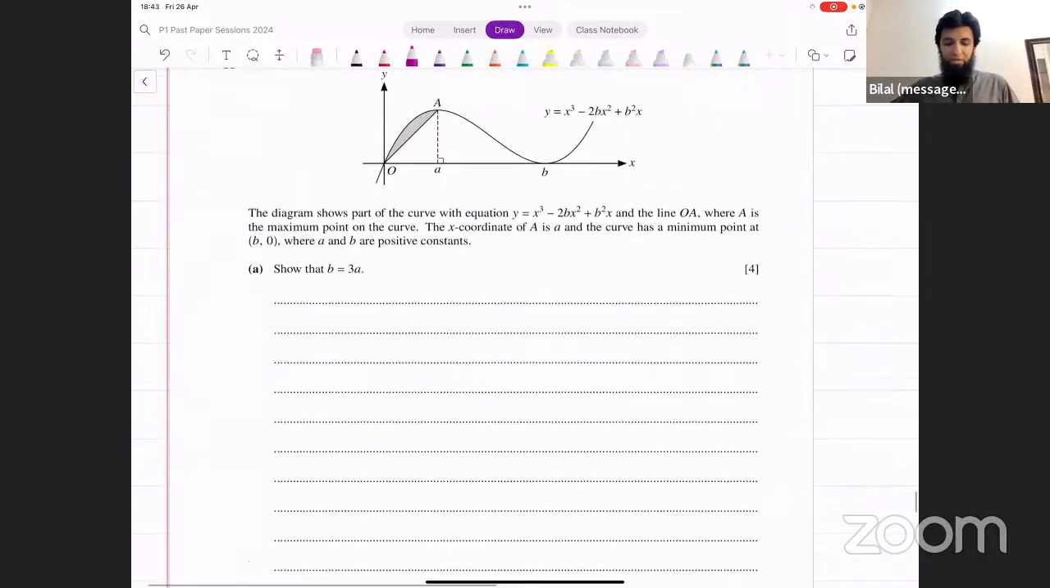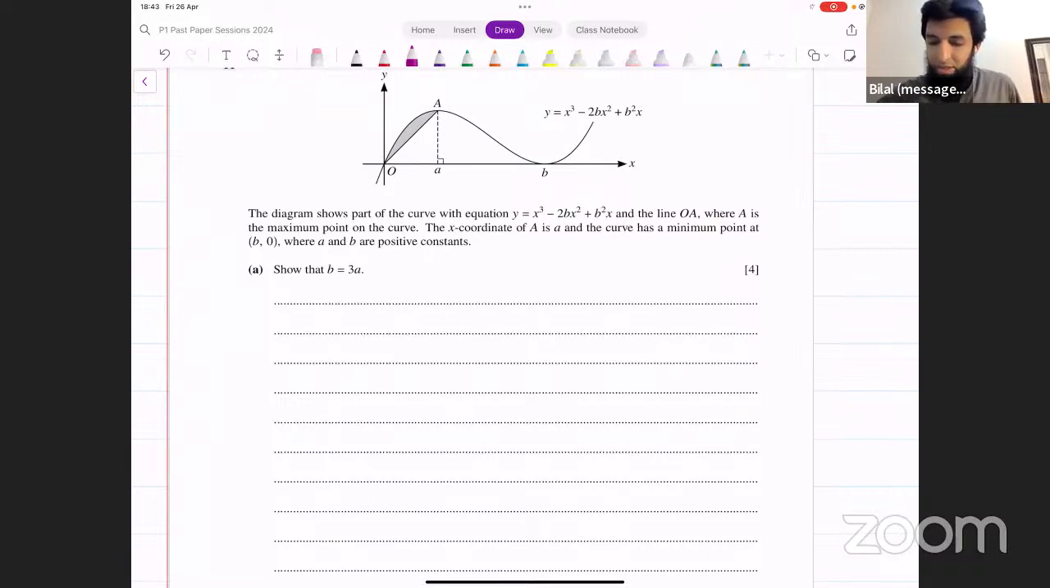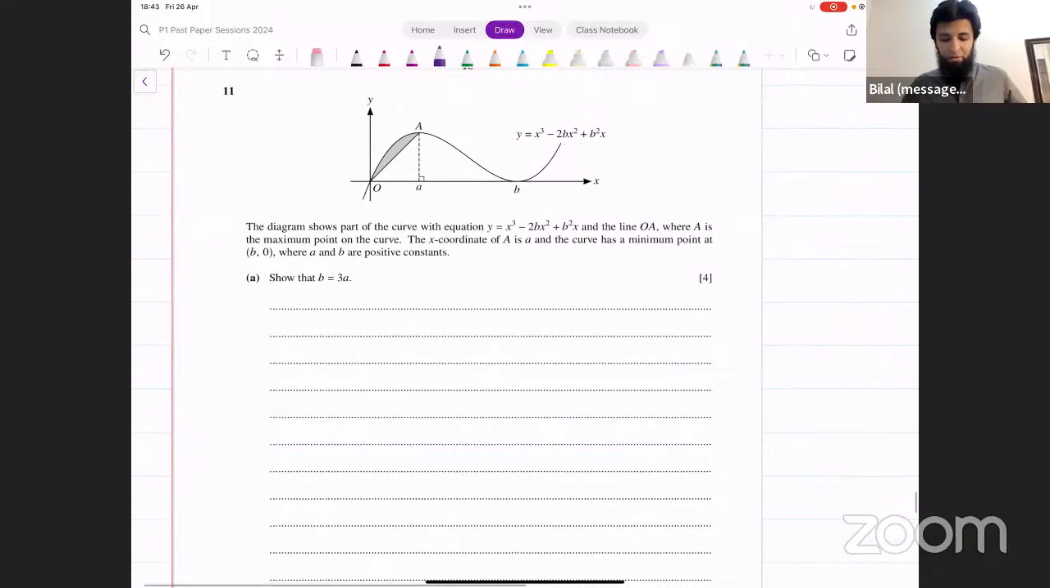Let's move on to question number 11. That's what most of you have asked about from this paper, and then we end with this. The diagram shows part of the curve of the equation y equals this, and the line OA, where A is the maximum point of the curve. The x coordinate of A is small a, and the curve has a minimum point at B, 0. You can see that as well. Show that b equals 3a.